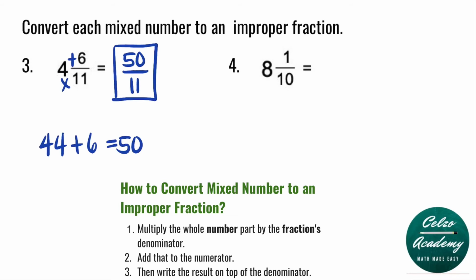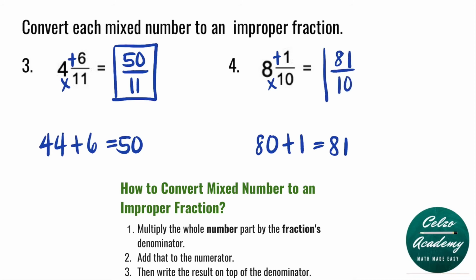Question 4. 8 1/10. Step 1 is to multiply the whole number 8 and the denominator 10, and 8 times 10 is 80. Next, we will add that 80 to the numerator 1, and 80 plus 1 is 81. So we will write the fraction as 81 over the denominator 10. So 81 over 10 is the final answer.